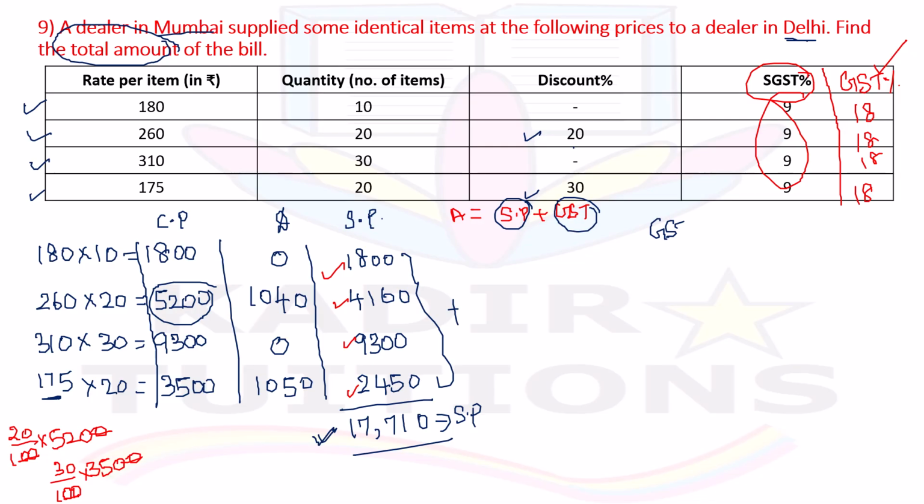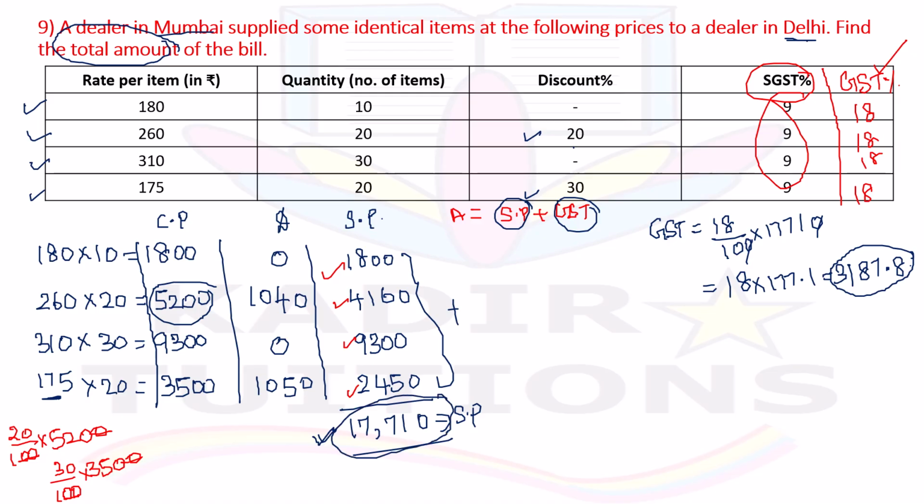So GST amount is equal to how much percentage here? It's nothing but 18 by 100 into 17,710. So if we cancel over here, it will become 18 into 177.1. So if I multiply, we'll get the value of 3,187.8. Okay, so our GST amount is 3,187.8 paisa.